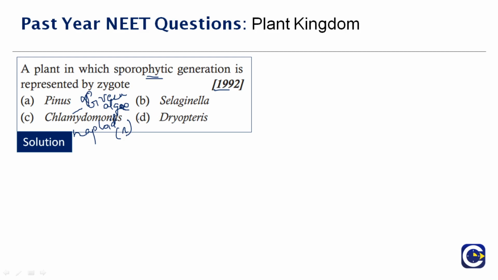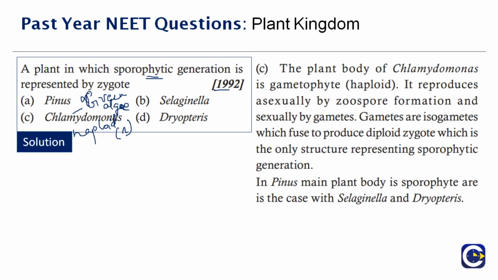So, to conclude with the answer, Chlamydomonas, if you see, they are green algae and they are haploid in nature. It reproduces asexually by zoospore formation and sexually by the gametes, and here the gametes will be isogametes. They are similar in size, okay, which is only the sporophytic generation. Now if you take Pinus, the main plant body is sporophyte, and in case of Selaginella and Bryophytes, we are talking about a sporophytic generation, and that is visible in this algae Chlamydomonas. Therefore, the correct answer is option C, Chlamydomonas.